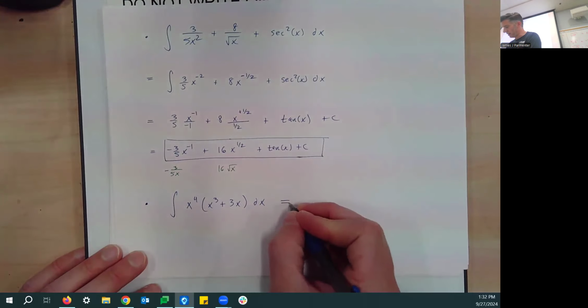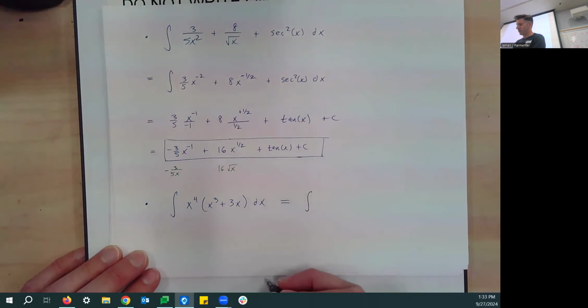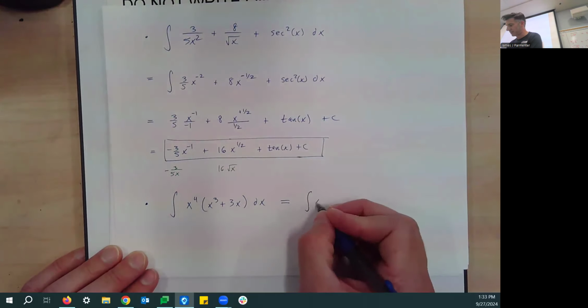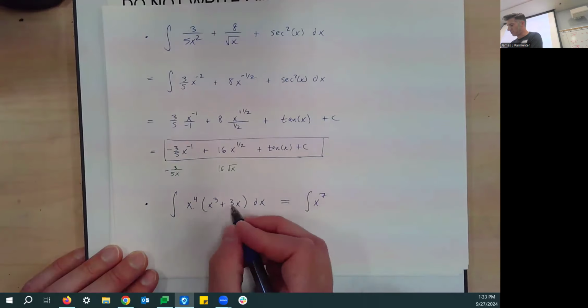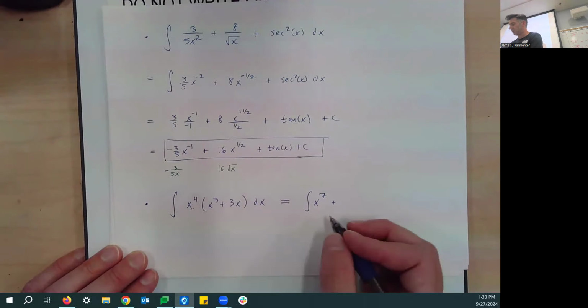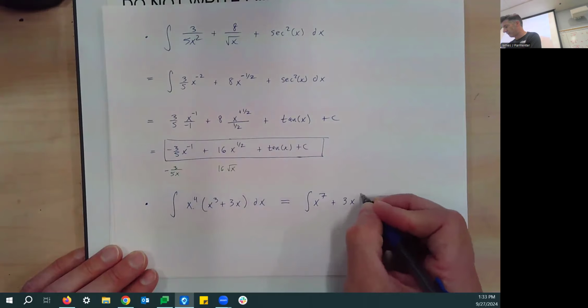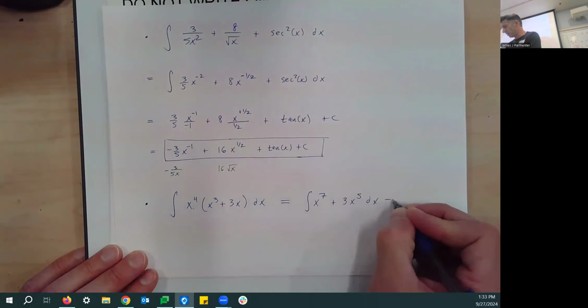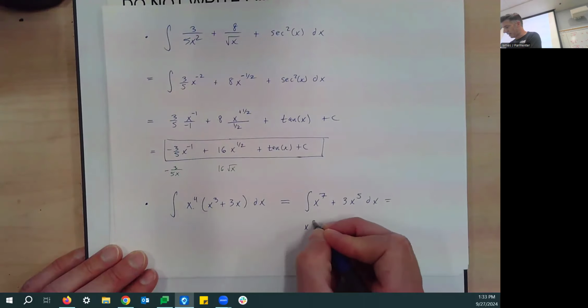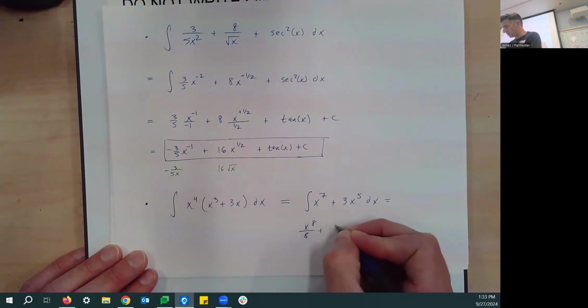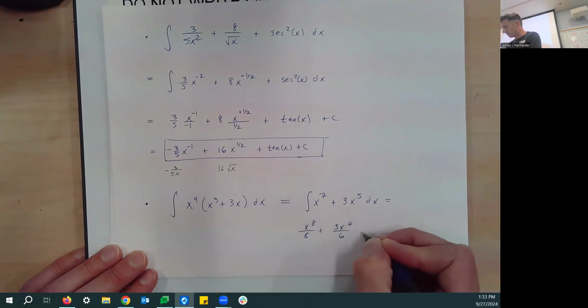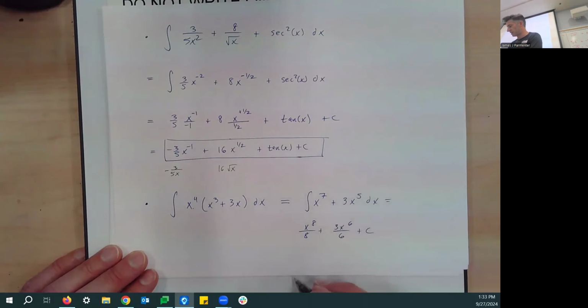If we simplify this, it's equal to the antiderivative of x to the 4th times x to the 3rd, which is x to the 7th, plus x to the 4th times 3x, which is 3x to the 5th. Then we use the anti-power rule. We get x to the 8th divided by 8 plus 3x to the 6th divided by 6 plus c. We should simplify that as x to the 6th over 2.